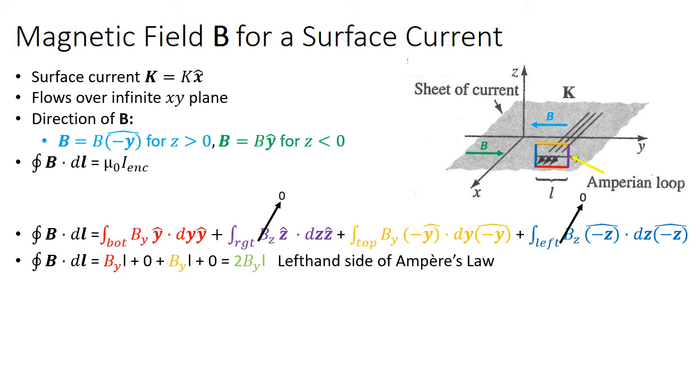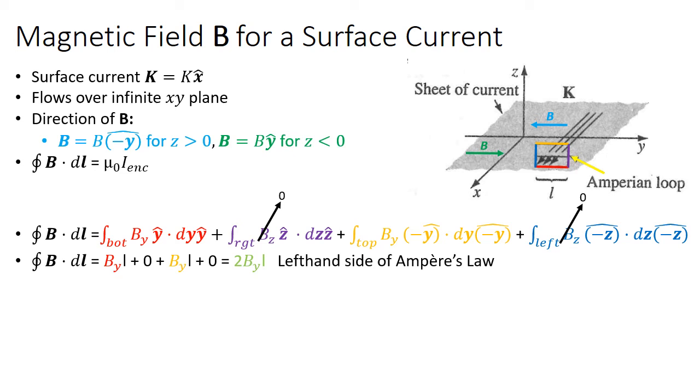The third integral also will evaluate to B_y. We have minus y hat dotted with minus y hat to be 1. The length of the path is L. And then the fourth integral, the blue one, is also going to evaluate to 0 because there is no z component for the magnetic field. And so the circulation of the magnetic field ends up being equal to 2 times B_y, the component of the magnetic field in the y direction, times the length of the Amperian loop, L, which is really the width of the Amperian loop that we use.